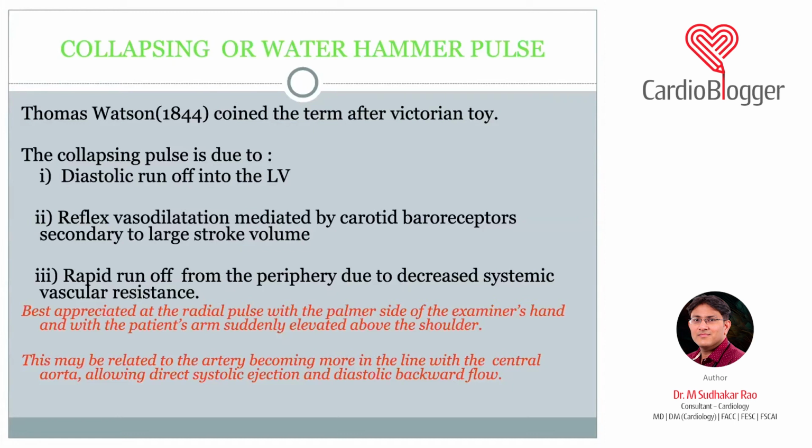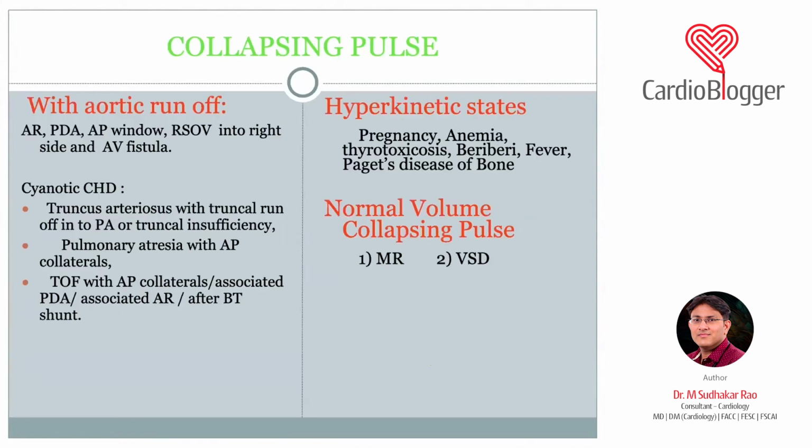So this is why a collapsing pulse is important. This is the mechanism of a collapsing pulse, and this is how you have to demonstrate a collapsing pulse. Now what are the causes of the collapsing pulse? They are divided into three major types. The most important is, I think most of you at MD level will remember only two causes: aortic regurgitation and a patent ductus arteriosus.